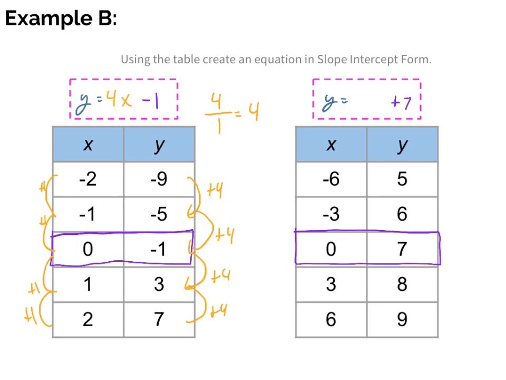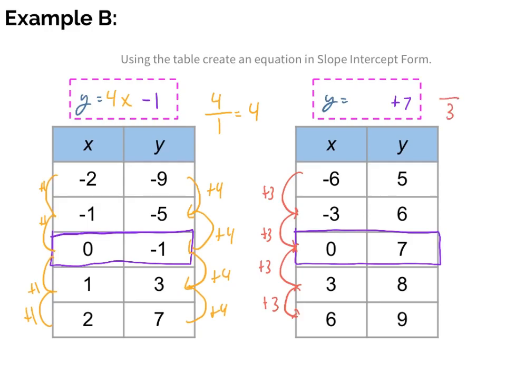So let's do the other one. I've got y equals plus 7. So now I'm going to find the changes in x. So going from negative 6 to negative 3 is a plus 3. Negative 3 to 0 is a plus 3. 0 to 3, plus 3. And 3 to 6, plus 3. So I know that we're going to be starting with x as 3.